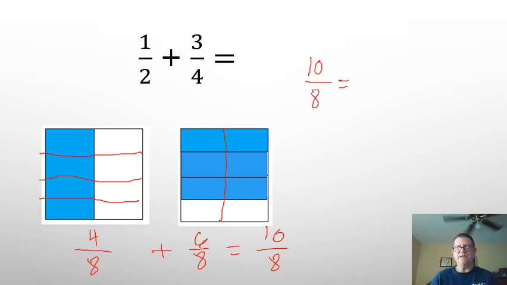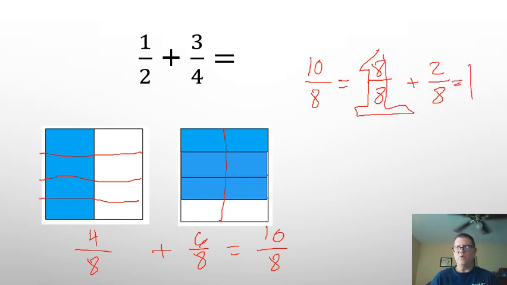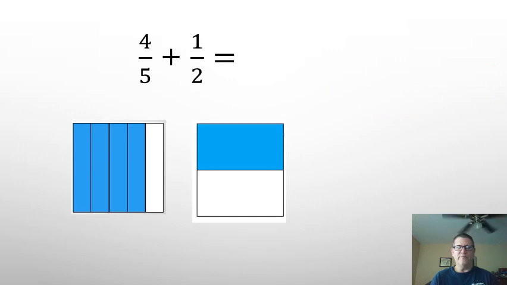Now this is 10/8, and I want to make one whole. So if I took 8/8 plus 2/8, I would have 10/8. And 8/8 is the same as one whole. So we would have 1 and 2/8. Okay, in our next problem, we have 4/5 plus 1/2. So let's go ahead and pause the video. You try it yourself and then start the video again.